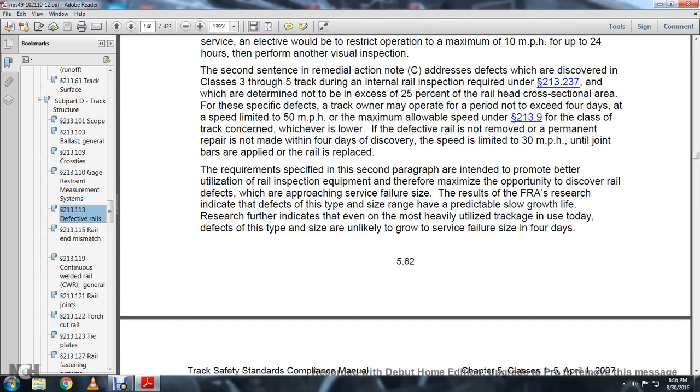The requirements specified in the second paragraph are intended to promote better utilization of rail inspection equipment, therefore maximizing the opportunity to discover defects before they approach the surface and grow in size.